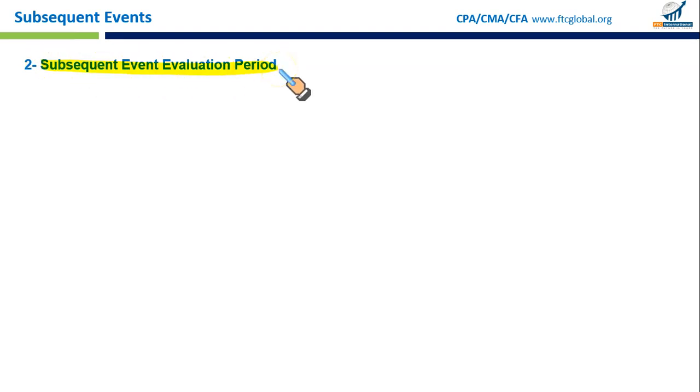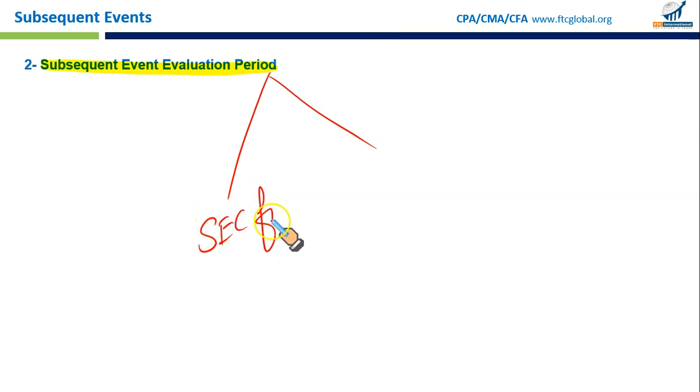Subsequent event evaluation period. It's the time frame during which the company must evaluate events that happen after the balance sheet date to determine if they should be recognized or they should not be. Let us break it down into some simple forms. First of all, there are two types of entities. Those that file with SEC, that is SEC filers, and second, those that don't. Under the law, they are not required to file financial statements.